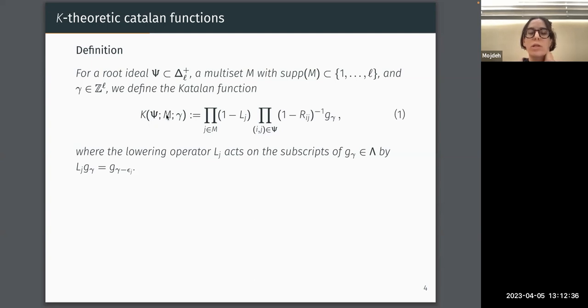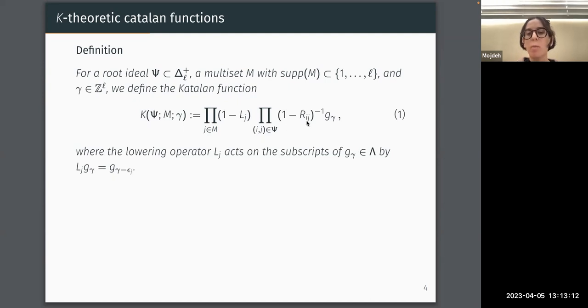The second one is a multiset M. And lastly, we take gamma to be a list of L integers. You'll notice I'm not requiring gamma here to be a partition, which is usually how we talk about symmetric functions. But for right now, let's just take gamma to be any weight. That's the word I'll use to refer to this third argument. And once we've picked those three, we define our Katalan function using lowering operators and raising operators.